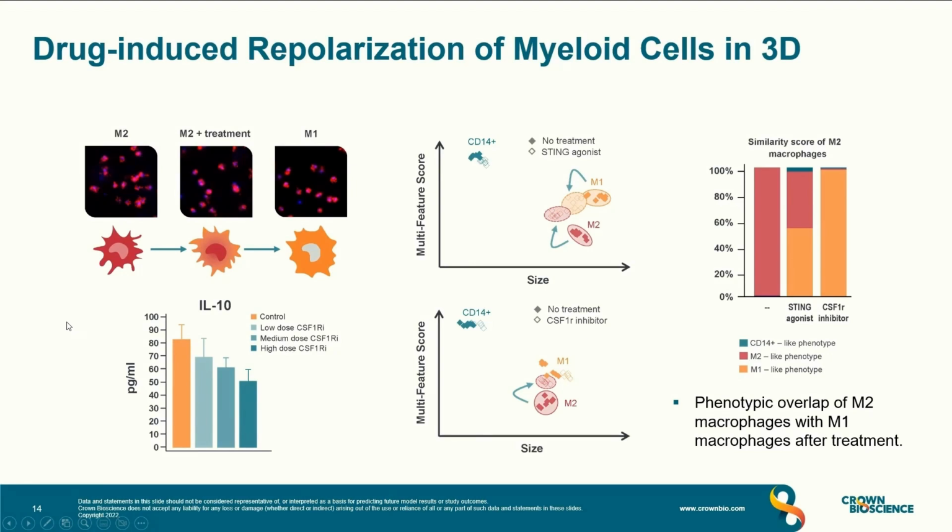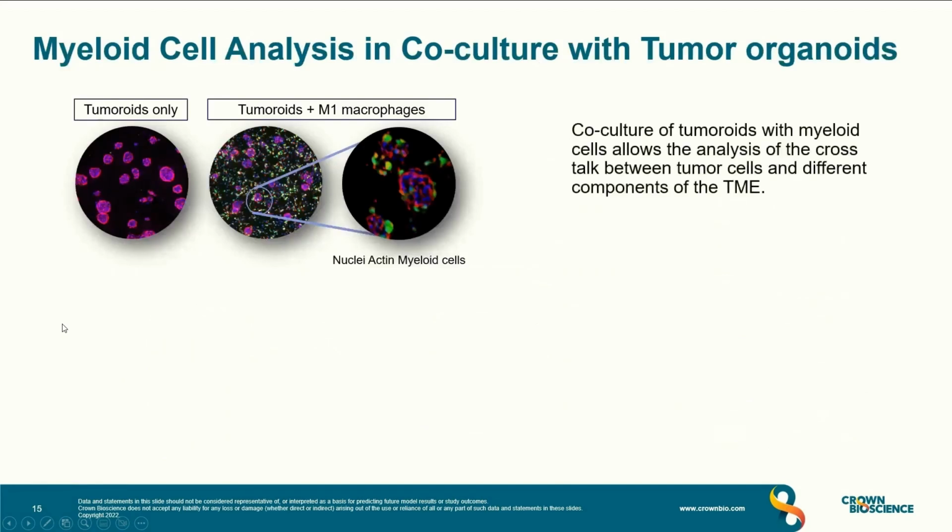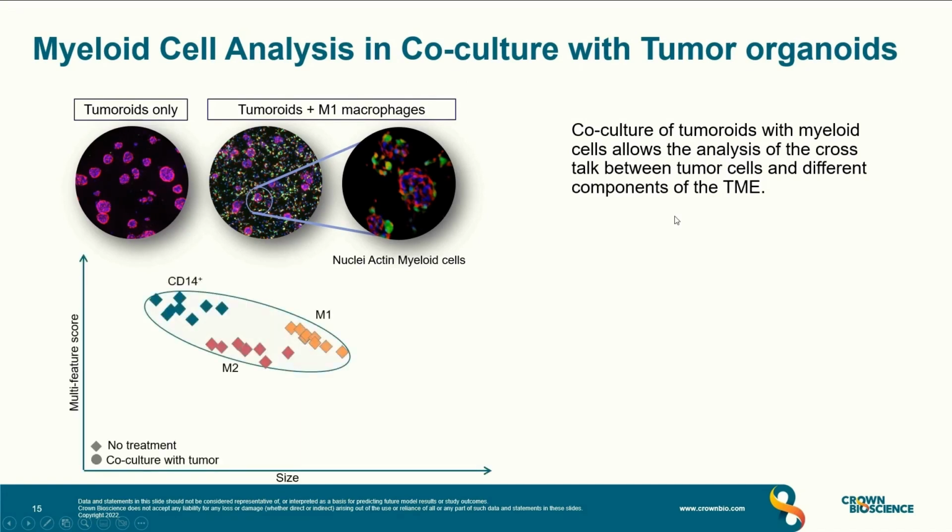Now we are talking about monocultures, but if we look at co-cultures, we can also see that myeloid cells are affected by the presence of tumor cells. This is an example of tumor cells grown in 3D combined with M1 macrophages. When we zoom in and start quantifying these feature spaces, we see that we can still distinguish the different populations of myeloid cells when there is no treatment.